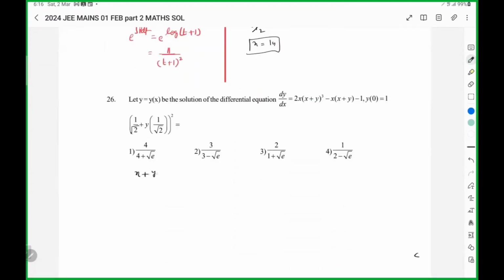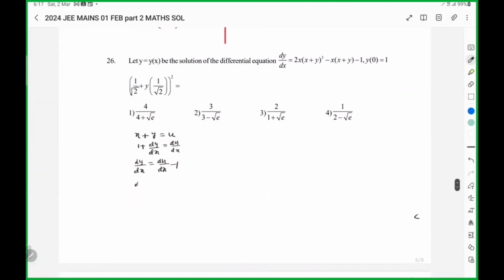Assume x plus y as u. 1 plus dy by dx is du by dx. dy by dx will be... so finally the given equation becomes 2xu minus xu minus 1. So if you take xu common, 2u square minus 1, du by u into root 2u minus 1, root 2u plus 1 is x dx.